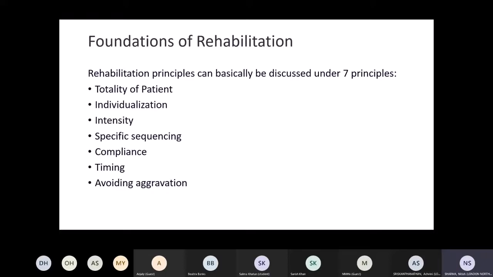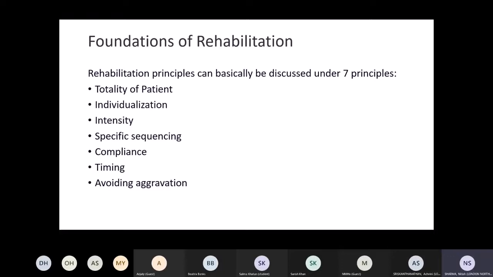So this is basically under 7 principles. Totality of the patient, which means we should consider all the aspects: medical, psychological, psychosocial. And individualization, which means tailored according to the patient. Intensity, which means it shouldn't be too intense. It shouldn't be like a bedbound patient who was bedbound for a week or so, getting better and starts running. It should be less intense for this patient and more intense for a patient who was completely independent previously.